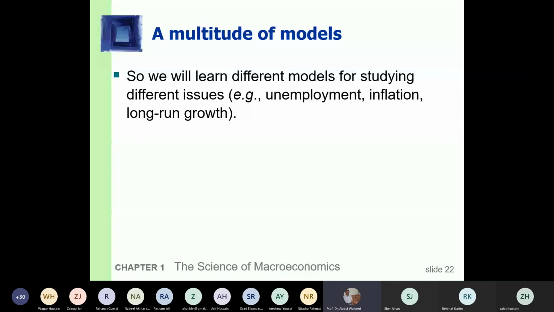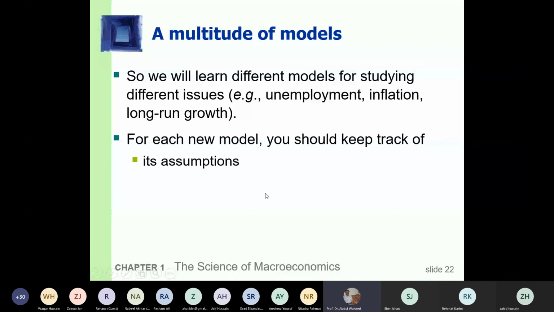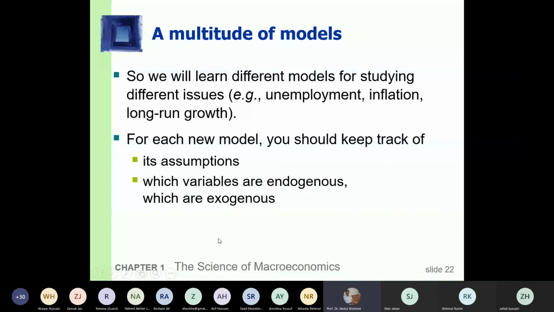For each model, we keep track of its assumptions. We make assumptions, and then we see which variables are endogenous and which are exogenous. Sometimes, in one model, one variable is exogenous, but in some other model, the same variable becomes endogenous. So it is not fixed. You cannot say that a variable is always endogenous or always exogenous.